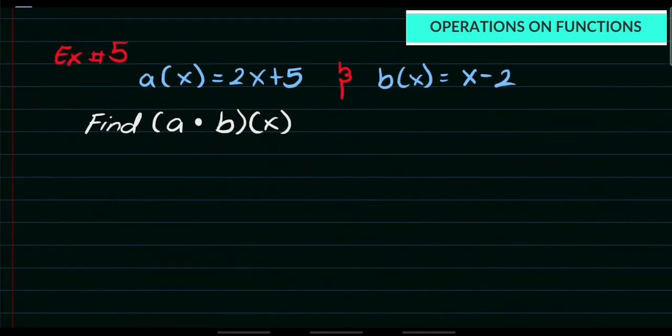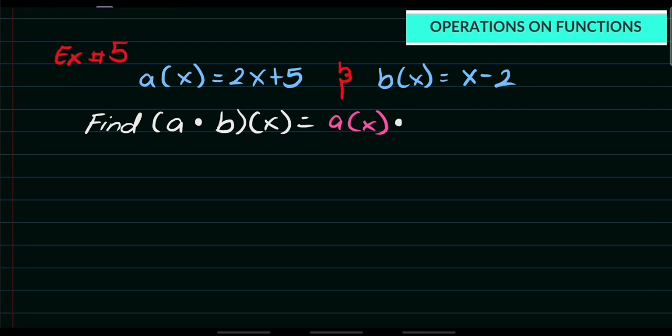Now, for example number 5, let's say we have function a equals 2x plus 5, and for function b, we have x minus 2. Let's find a times b of x. A times b of x means the values of function a are multiplied to the contents of function b. We use this raised dot, which means multiplication.